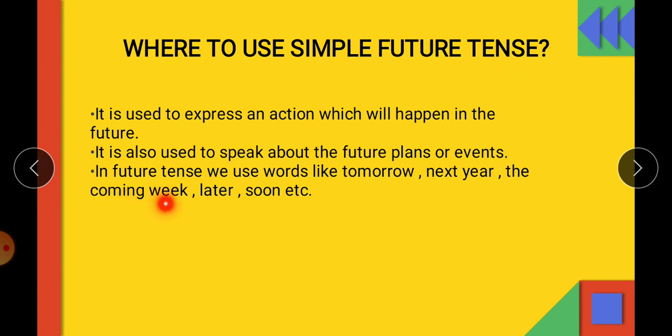And in simple future tense we use certain words. Some of the common words are like tomorrow, next year, coming week, later, sooner, etc. Right? So you can use these words to express simple future tense, or maybe in a sentence, if you find these words, you can say that the sentence is of simple future tense.